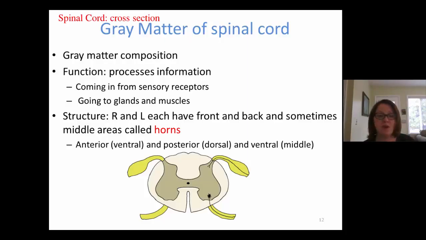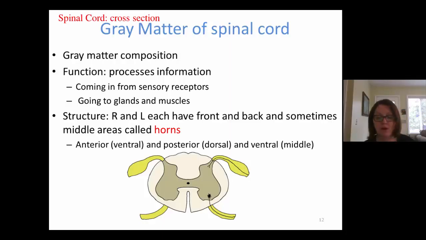Now, another thing that the gray matter can do is that it can send outgoing commands to glands and muscles. Right? So when a signal comes down from the brain, it's going to come down through the white matter of the spinal cord. But to get out of the spinal cord, it has to make a stop at the gray matter. And there, the information will be sent to another neuron in the gray matter before it's actually sent out to a gland or a muscle.